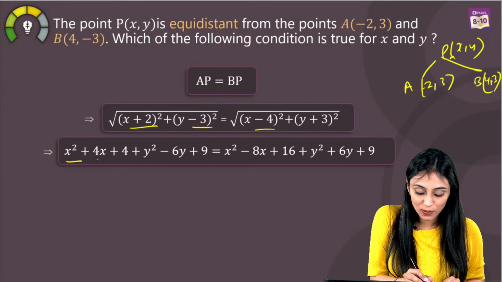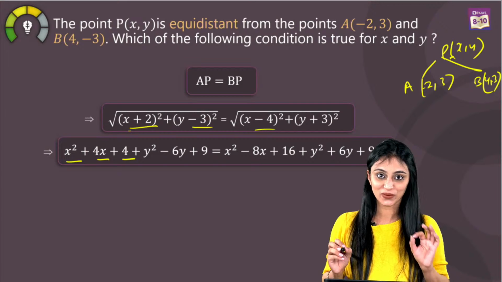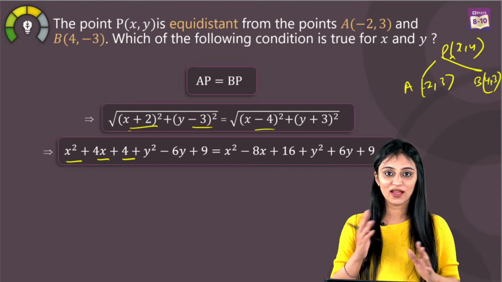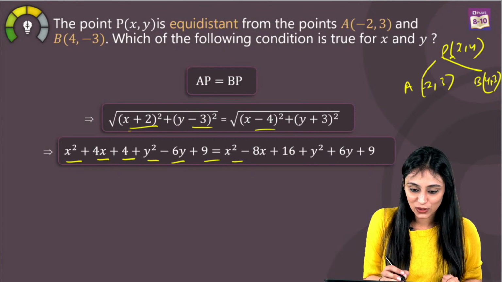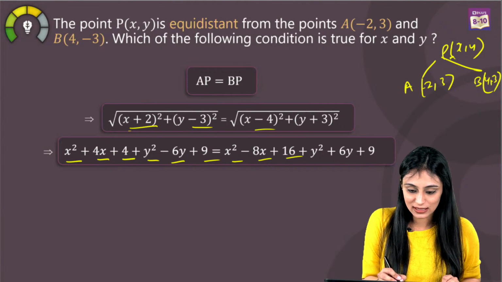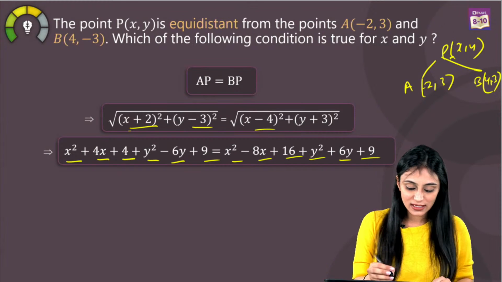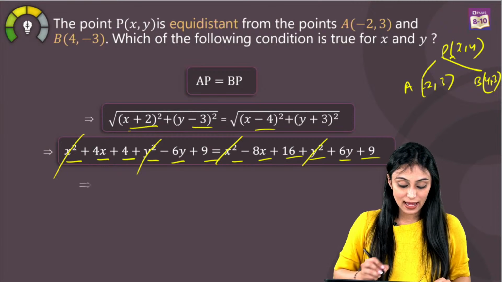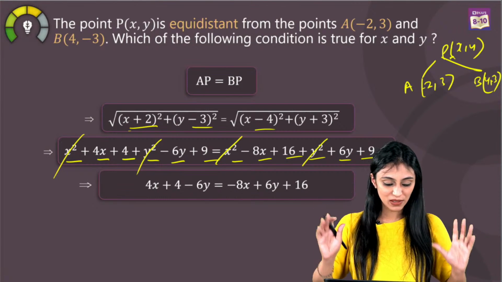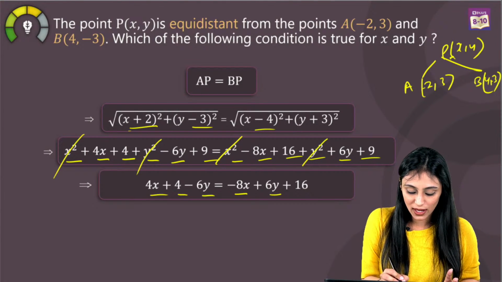So we have x square plus 4x plus 4. Open the identity. Don't just write x square plus 4, okay? I think this thing I've been telling you in all the sessions, right? Plus y square minus 6y plus 9 equal to x square minus 8x plus 16 plus y square plus 6y plus 9. So now what we can see here is y square gets cancelled, x square gets cancelled, right? So we can just simplify this, and we have 4x plus 4 minus 6y equals minus 8x plus 6y plus 16.